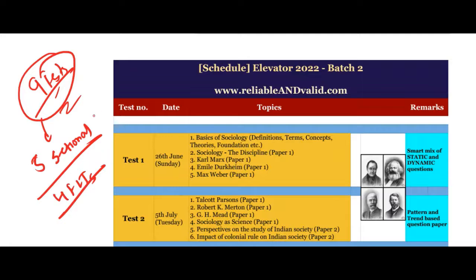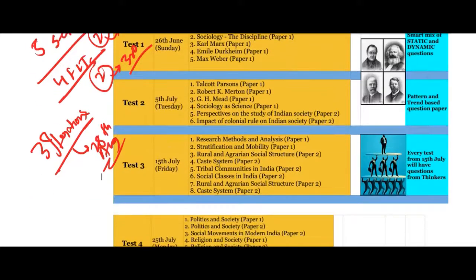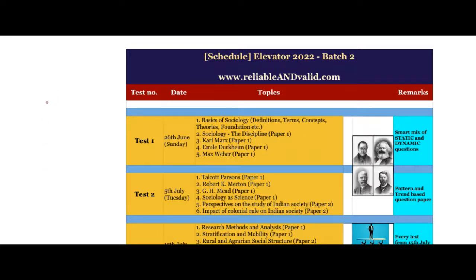The 5 sectional tests will ensure the first revision. The first set of 2 full-length tests will ensure the second revision, and the second set of 2 full-length tests would ensure the third revision. So you are completing 3 iterations by 28th August. So let us now look at the detailed syllabus and the rationale behind the breakup.